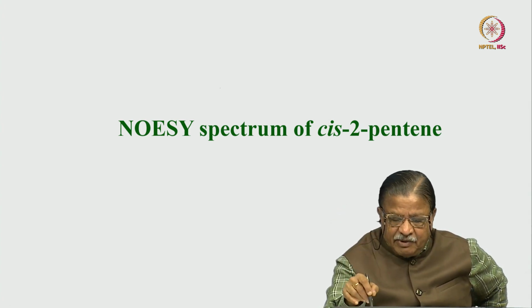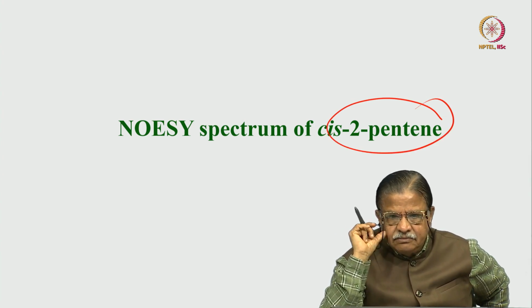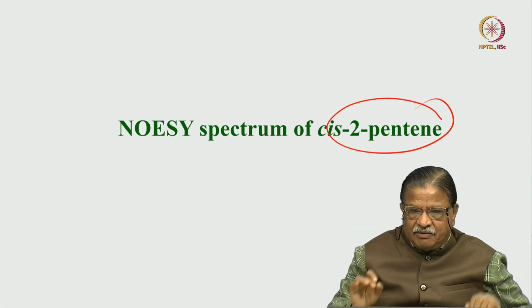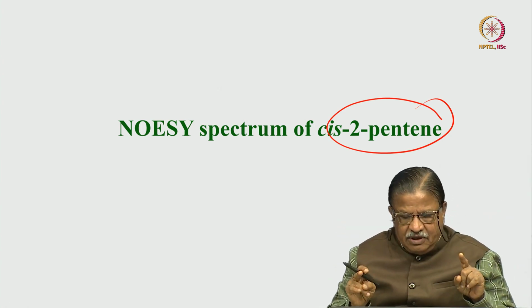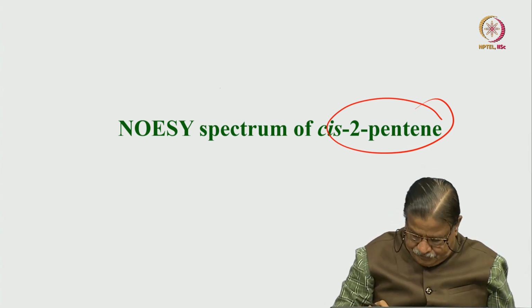I am taking the NOESY spectrum of a simple molecule, cis-pentene. How do you interpret the NOESY spectrum of that molecule? Of course, we are using NOESY to get the conformation information. We will see that.